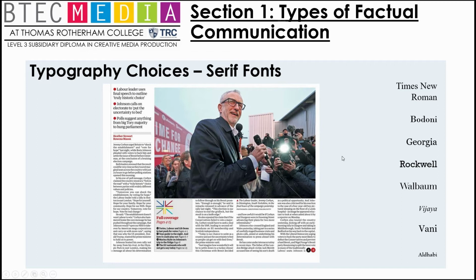Serif fonts are mainly used for body copy text. It's designed to be easy to read for text in large quantities. Not always the case, it's not a specific rule of thumb, but you'll find that most body copy text is written in a serif font, although there are a couple of exceptions.